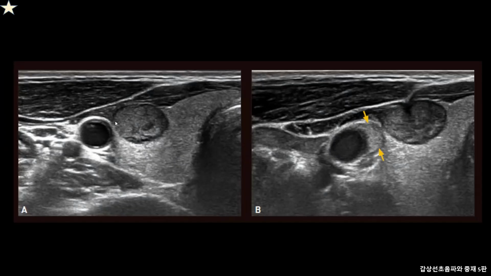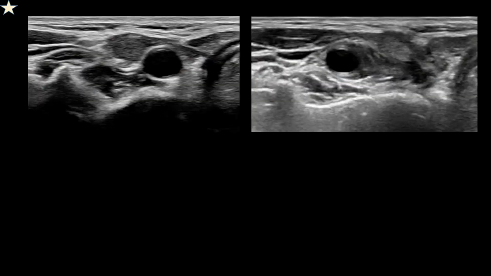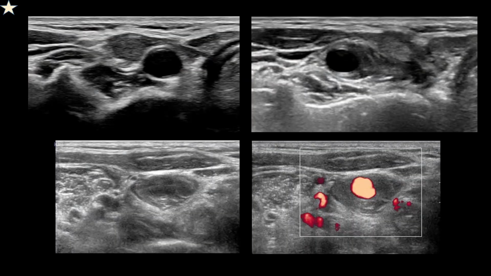After FNA of the thyroid nodule, a newly developed soft tissue density appeared just lateral to the adjacent carotid artery. In the upper case, there is a pathologic lymph node beside the carotid artery, and after FNA, a soft tissue density is seen around the carotid artery. In the lower case, a soft tissue density almost encircling the carotid artery is observed.